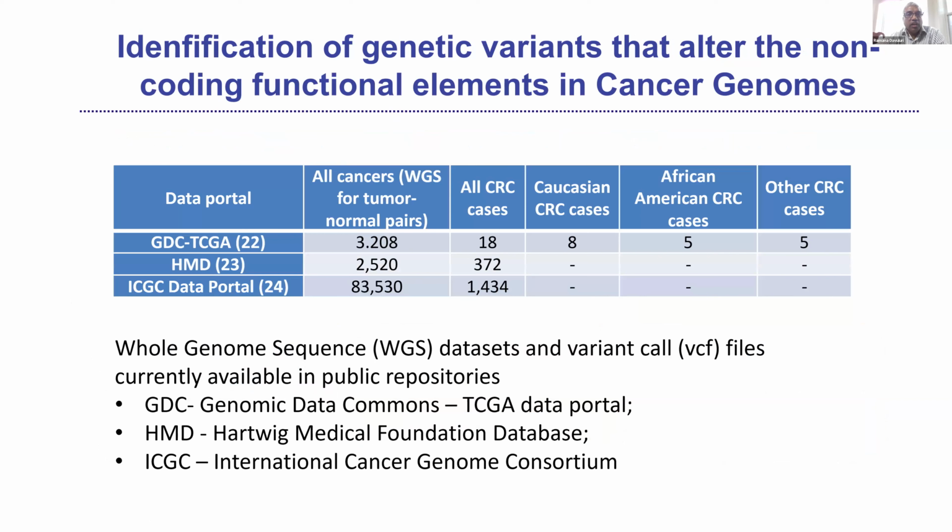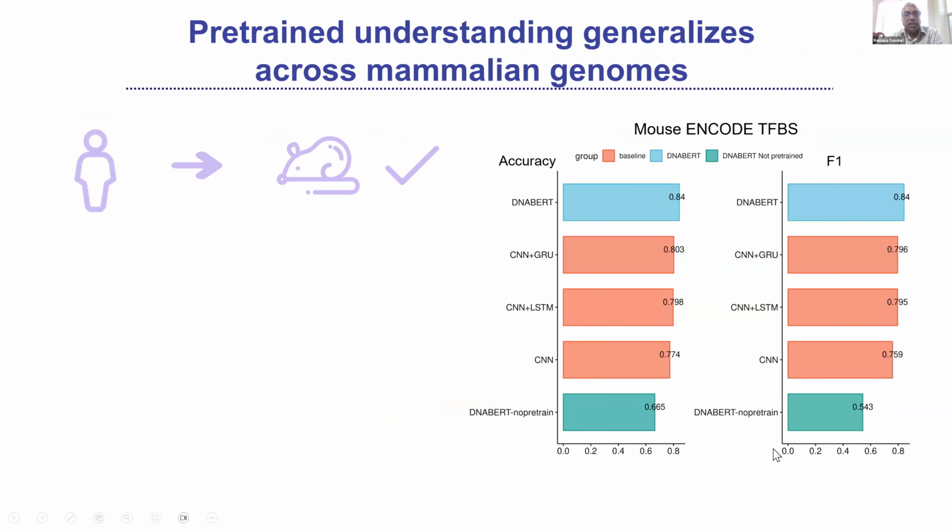So right now we are in the process of analyzing colorectal cancer data with a collaboration here at Stony Brook. Basically, the idea is to analyze the whole genome sequences and also use the VCF files. Similarly, we can apply this on the mouse ENCODE TFBS data as well. Although the model was primarily developed for the human genome, we can apply it to the mouse genome as well.